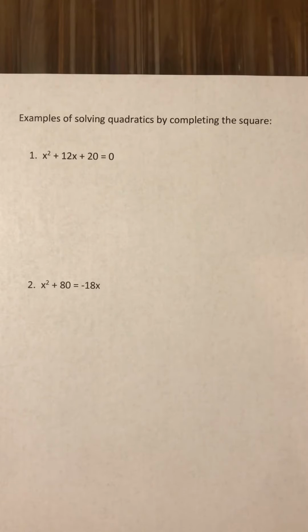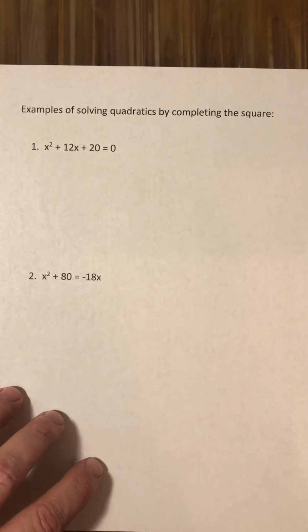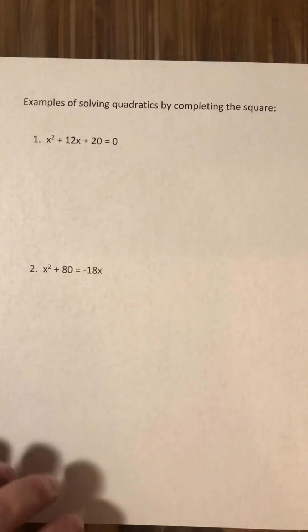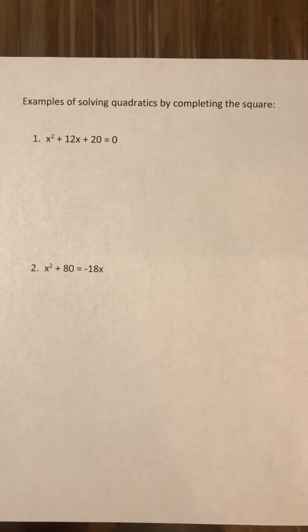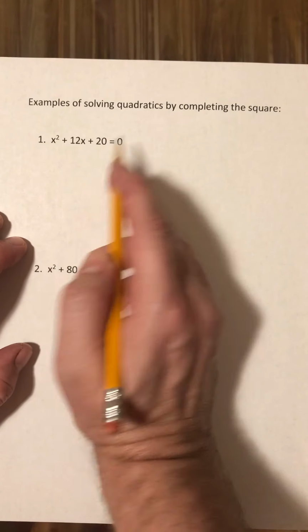Okay, guys, now that I know how to create a perfect square trinomial by completing the square, I'm going to do that in order to solve an equation by taking square roots. So we're going to complete the square, and then we're going to solve an equation by taking square roots. Okay? So if I look at this one right here, I do not have a perfect square trinomial.